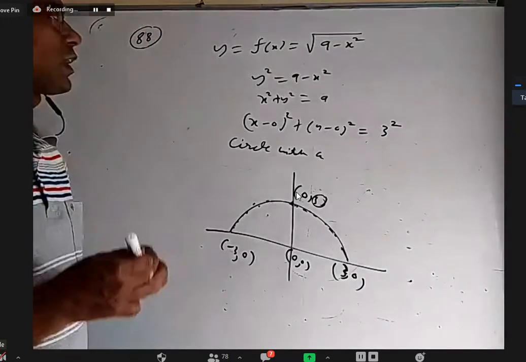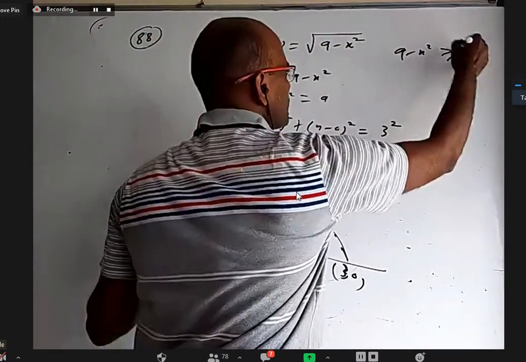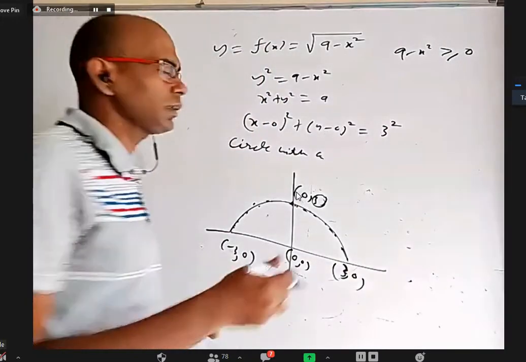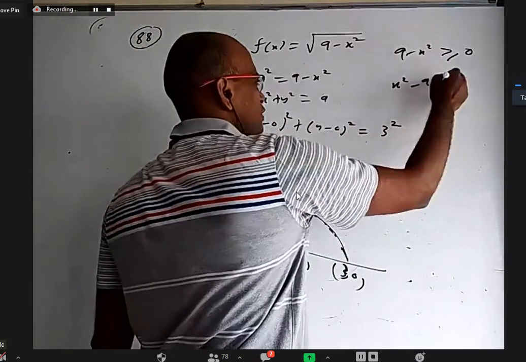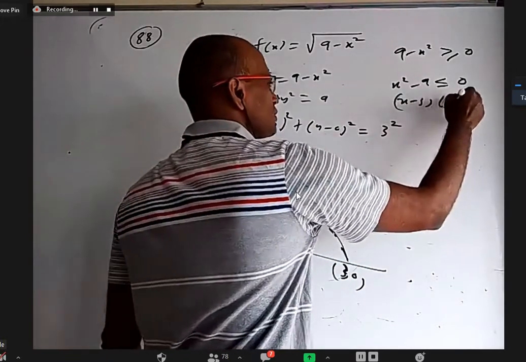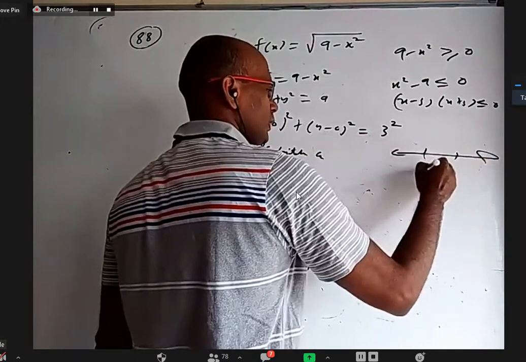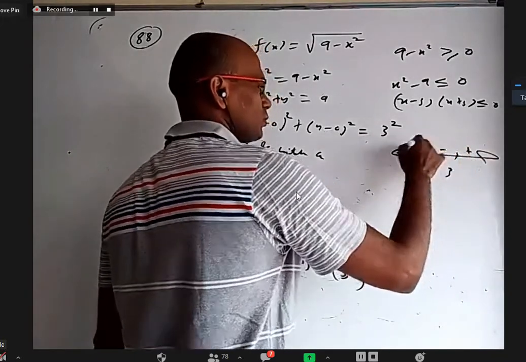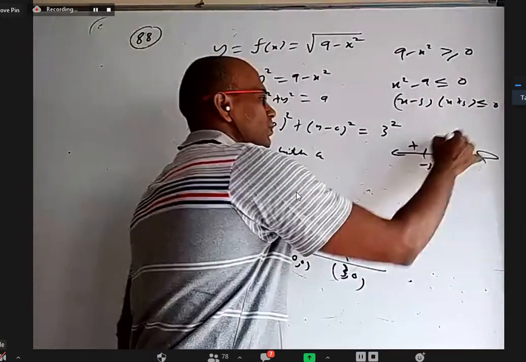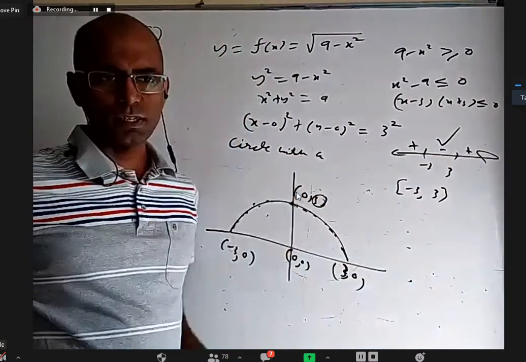Okay. So for this function, domain, of course, we know 9 minus x square should be greater than or equal to 0. That's how we'll check the domain. When you multiply with minus, you'll get x square minus 9 less than or equal to 0. That is x minus 3 into x plus 3 less than or equal to 0. You take the number line, minus 3 and 3, positive, negative, positive. It should be negative. So that is the closed interval minus 3 to 3. That's how we'll find the domain.